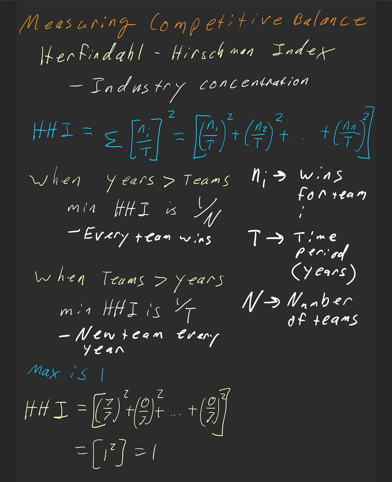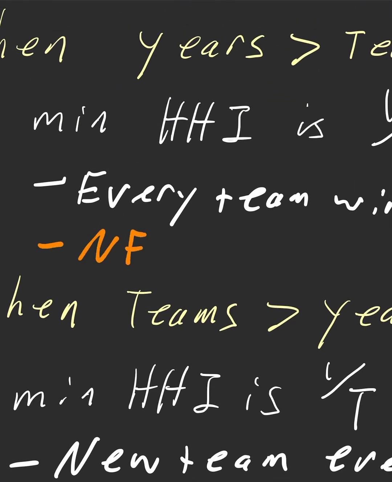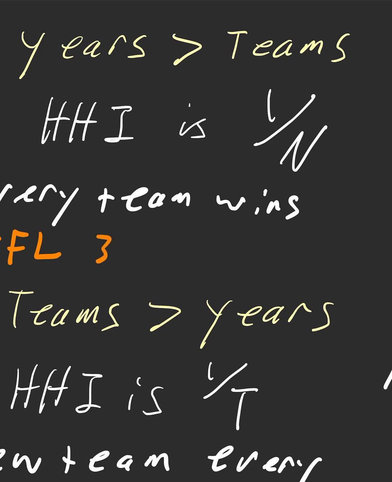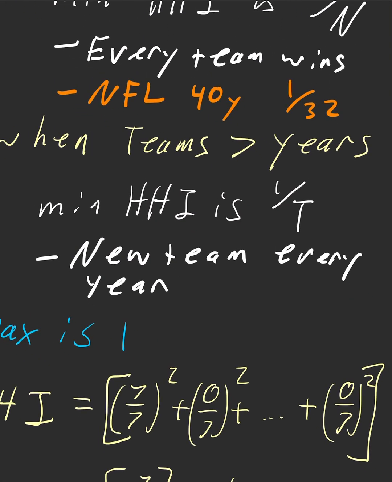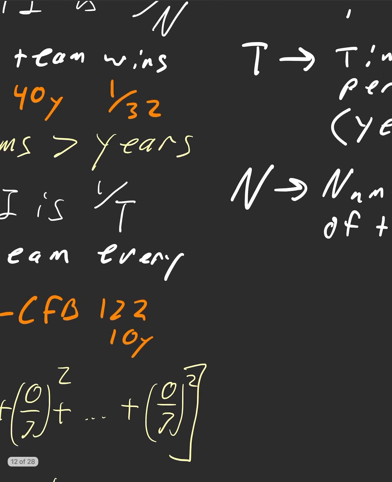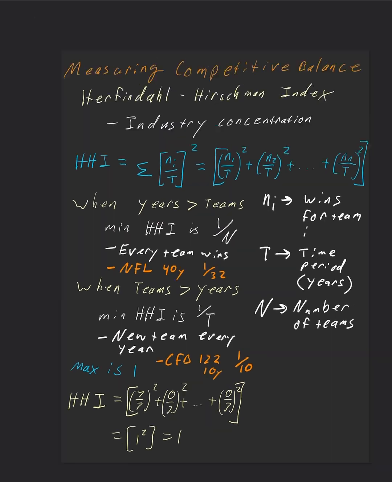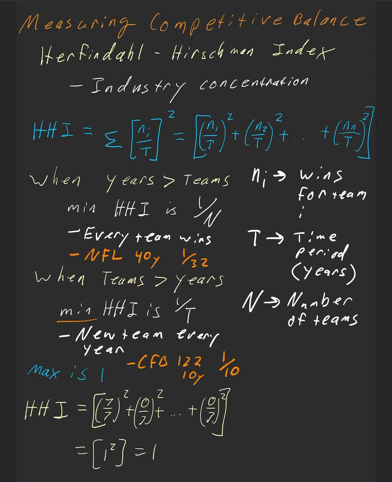So let's just very quickly write this out as an example, right? So if we look at the NFL, and we're looking at 32 years, the lowest it could be is 1 over 32, because that's the number of teams. If we're looking at college football, 122 teams over 10 years, then the lowest that could be is just a new team every year. That kind of highlights what the minimum number could be. Okay, so the max, of course, is just 1, and that's where one team wins all the championships.